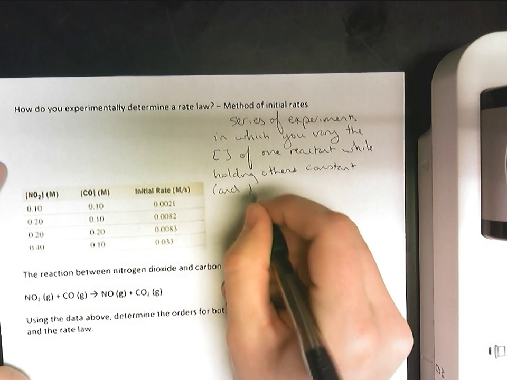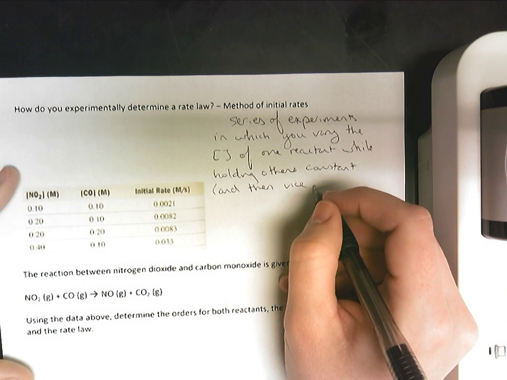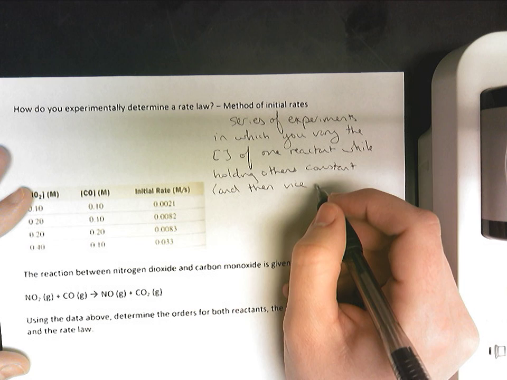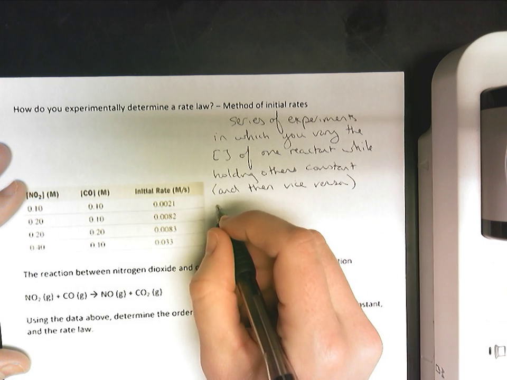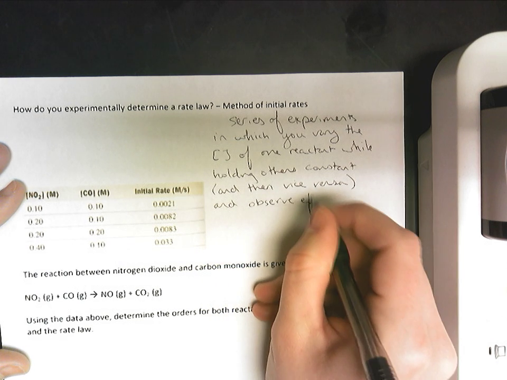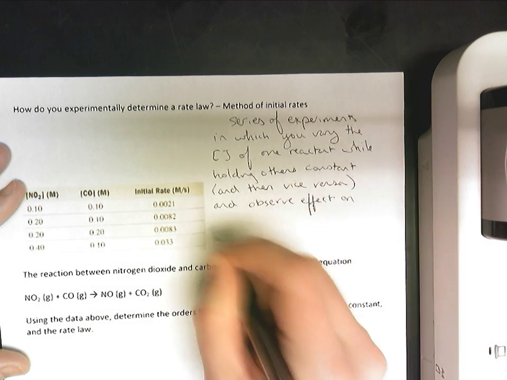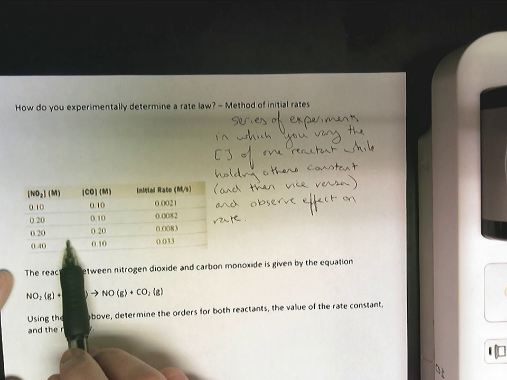And then vice versa. What I mean is you would hold that one constant while changing up the other ones, and observe the effect on rate. The kind of data that you get then looks like this data over here, right?